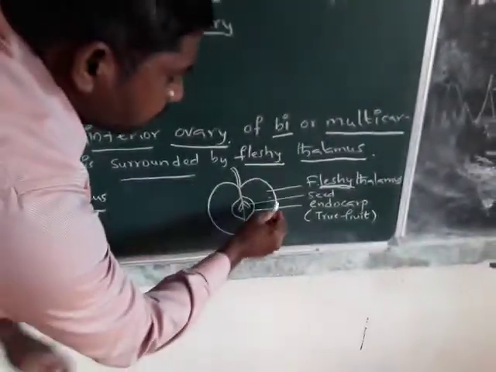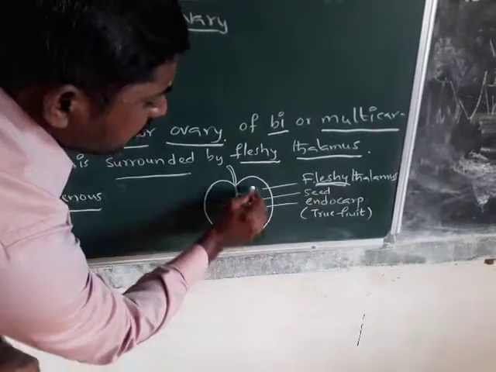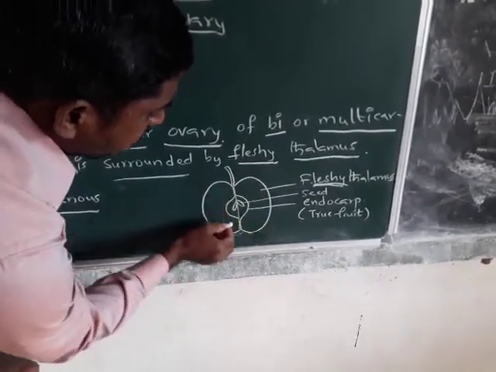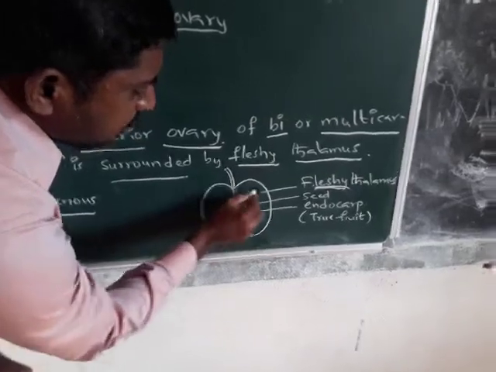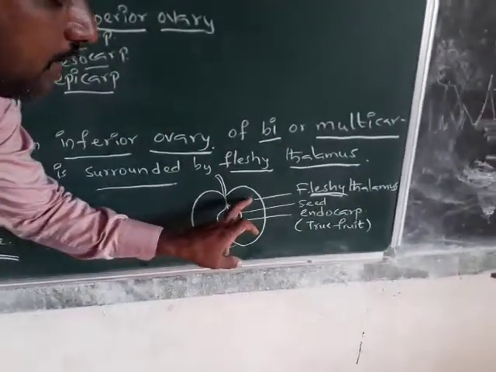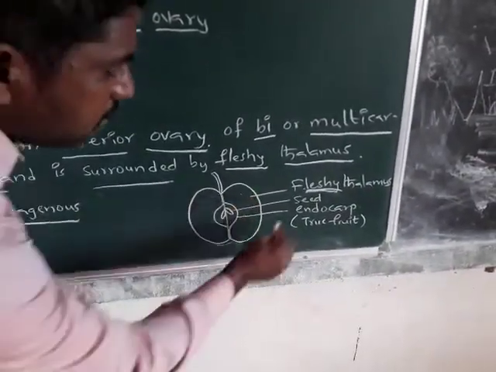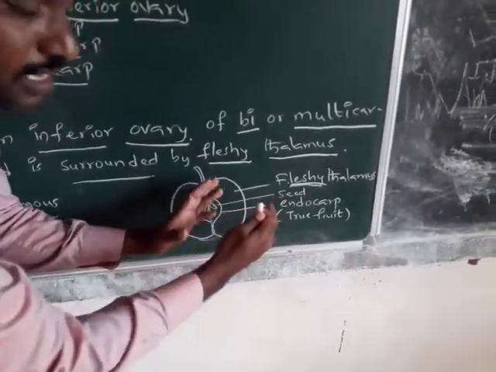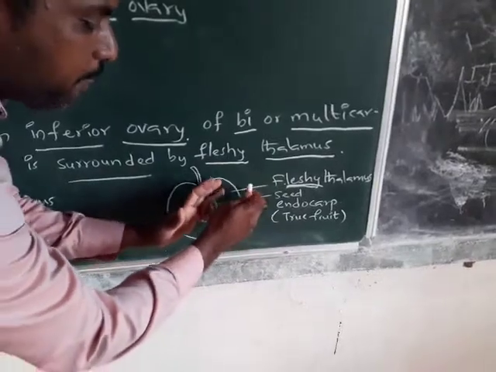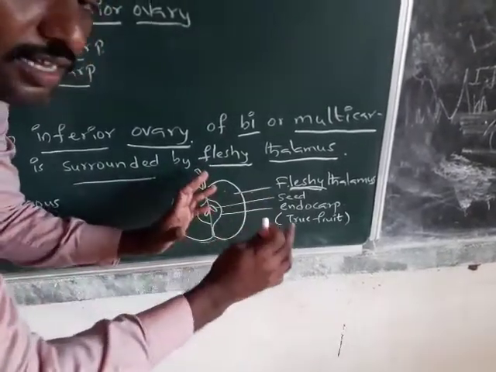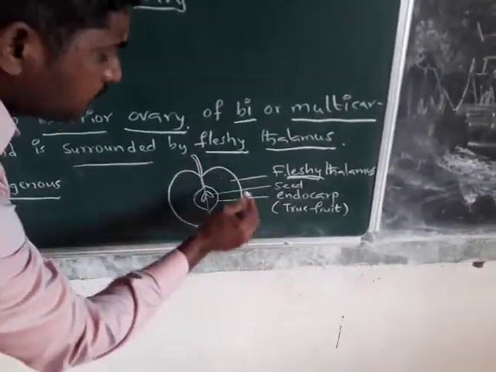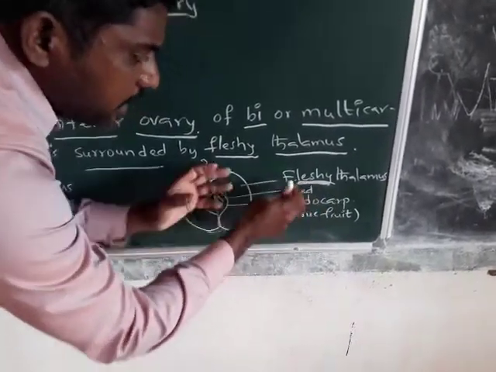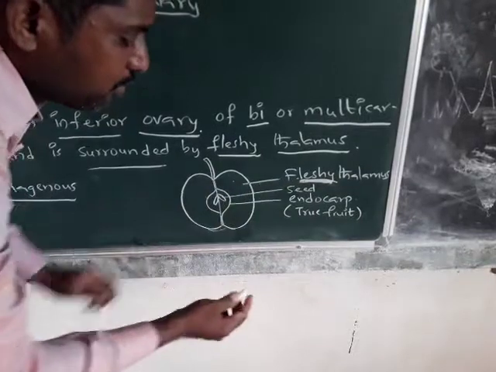The outer layer is made up of the thalamus. That's why it is called a false fruit. It is a false fruit because it is made by the thalamus, not the ovary. That's why it is fleshy, and it is the edible part.